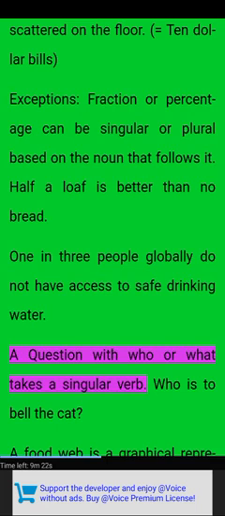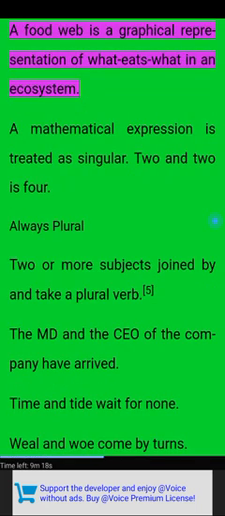A question with who or what takes a singular verb. Who is to bell the cat? A food web is a graphical representation of what eats what in an ecosystem. A mathematical expression is treated as singular. 2 and 2 is 4.